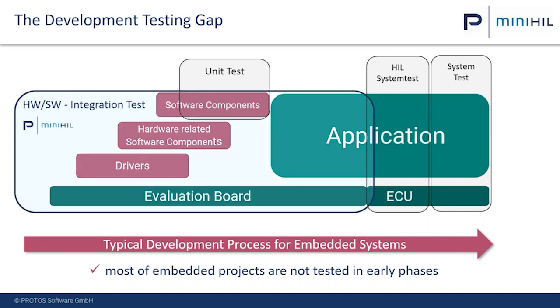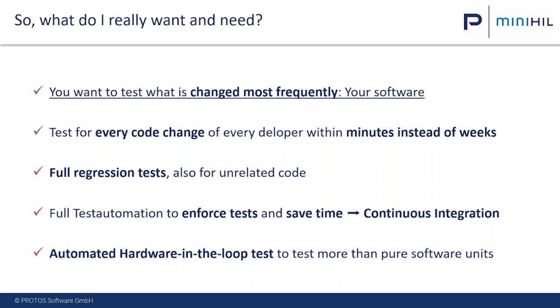What we do with the mini HIL is the hardware-software integration test over the complete development cycle, especially in the early phases. So when you're really coding, you want to integration test your software on the microcontroller, including all the drivers, the motor control, battery control, and so on. That's what we do, and it needs to be completely automated to be valuable for regression testing and so on. So what do we really want and need?